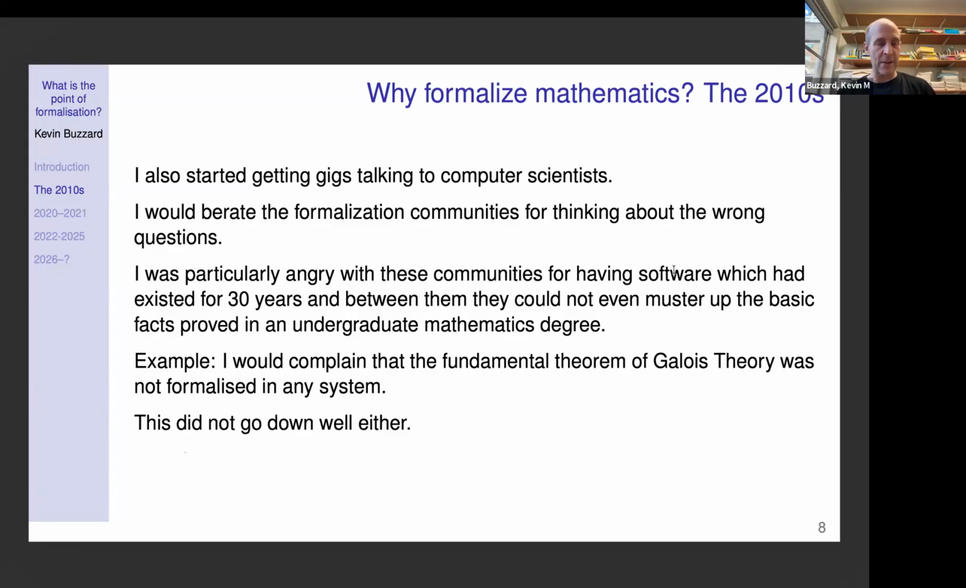And as I say, this didn't go down well either, because it turned out I didn't really understand what the important questions were for the computer science community. So I was just standing in front of them going, why are you not thinking about the obviously important question? And I think they were thinking, well, actually, there are plenty more important questions as far as we're concerned. And we're not that interested in Galois theory.